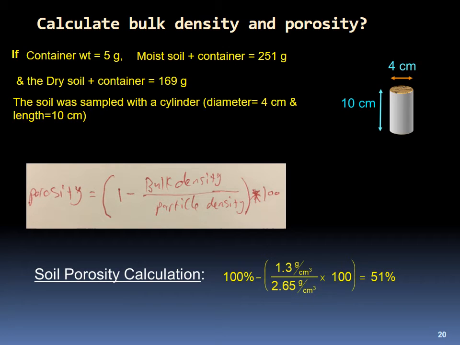So we apply everything in the equation, and it will be basically like this. You put the bulk density from what we have calculated before over the particle density, you apply everything, and you calculate, and you get it in percentage, 50.51.